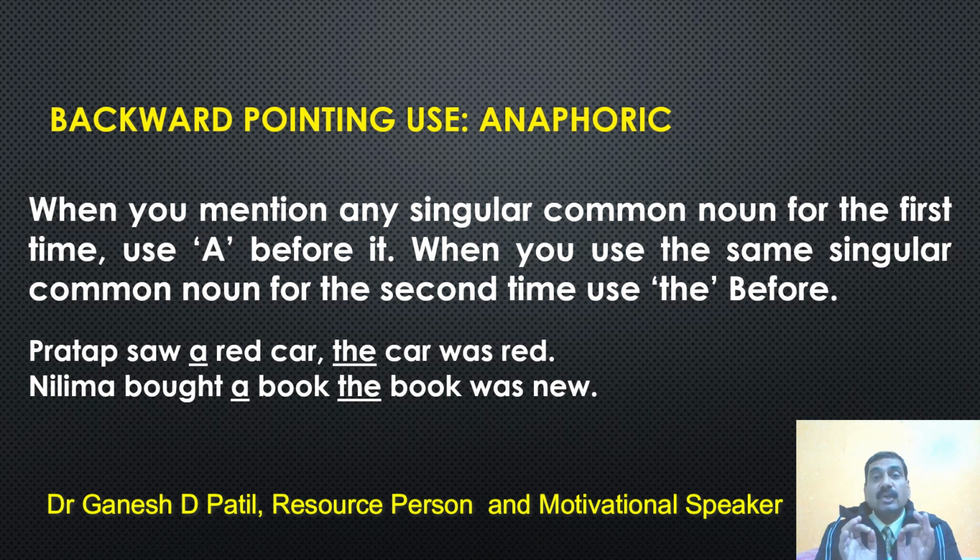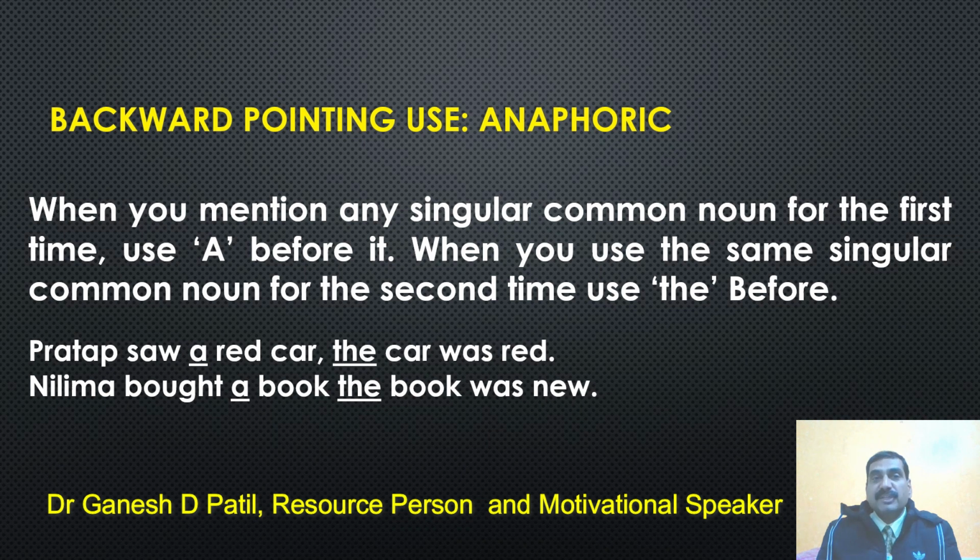When you mention any singular common noun for the first time, use "a" before it. When you mention the same common noun for the second time, use "the" before it. For example, Pratap saw a red car. The car was red. When I said Pratap saw a red car, I mentioned it for the first time, so I used "a" before it. When I mentioned red car for the second time, I used the article "the" before it.